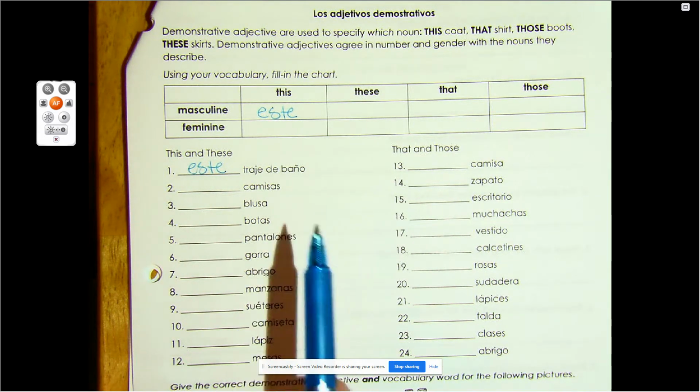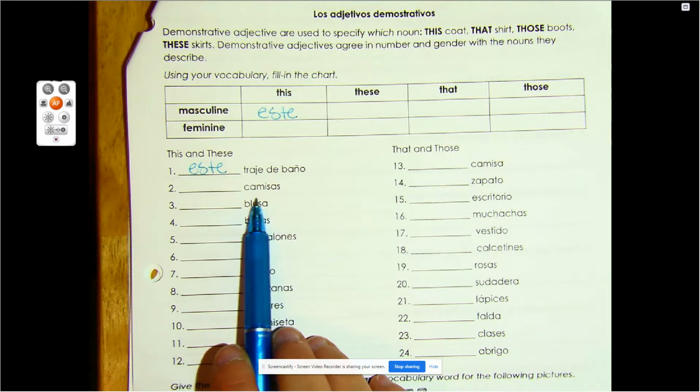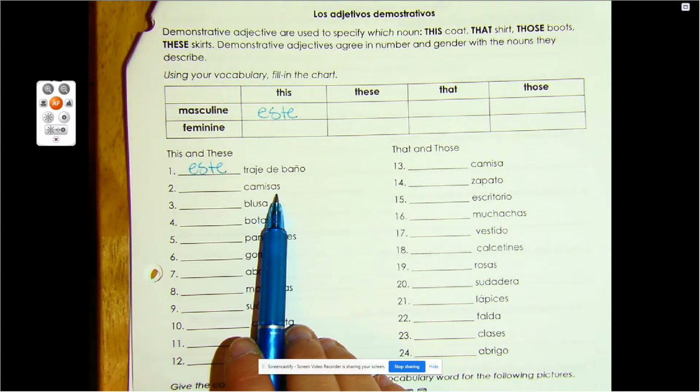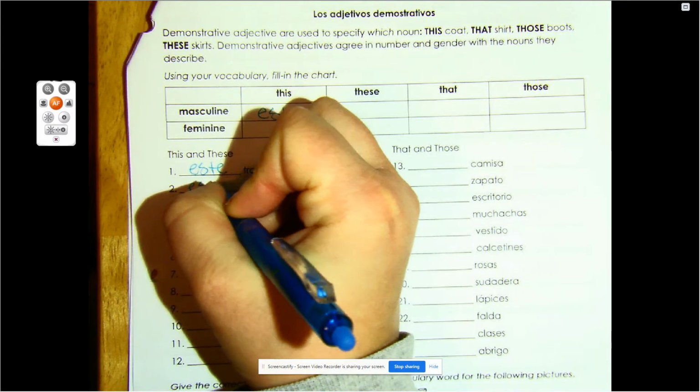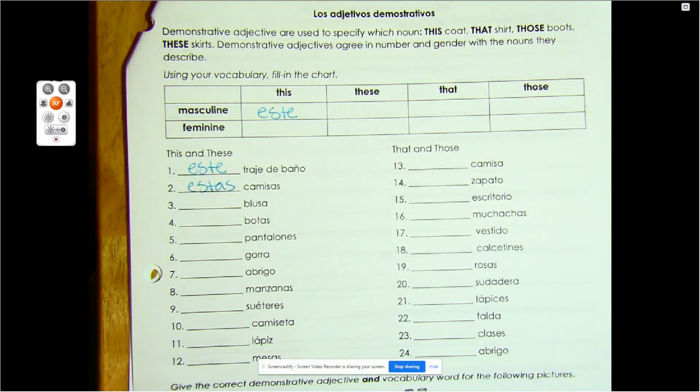And if we look at the next one, camisas, is it singular or plural? Good. So because it's plural, we're going to say these camisas. So how would we say these for a feminine plural noun? Awesome. Estas. Okay, so you're going to finish out that column by yourself.